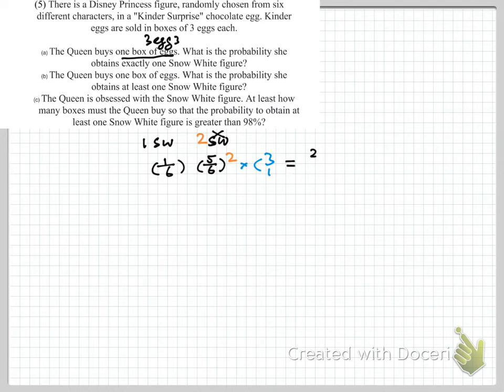So this is the answer in part A. That goes to 25/72. Roughly 1/3 chance to get exactly 1 Snow White in 3 eggs. Alright, that is part A.